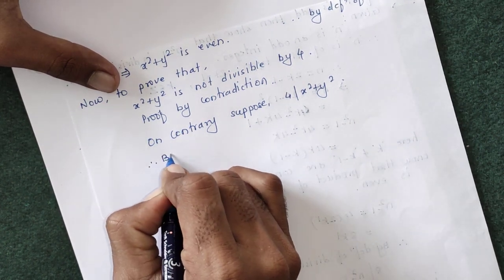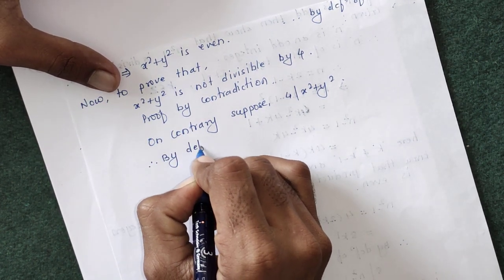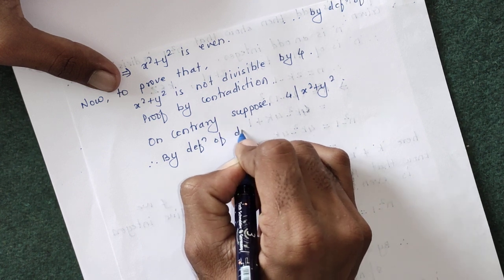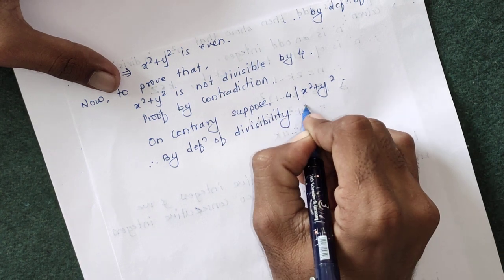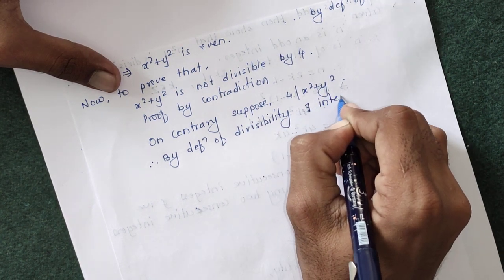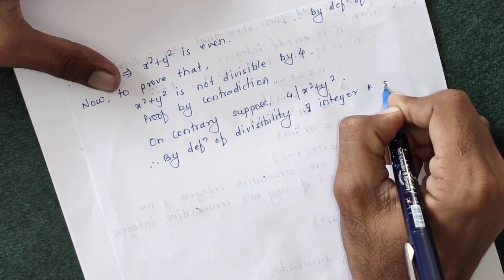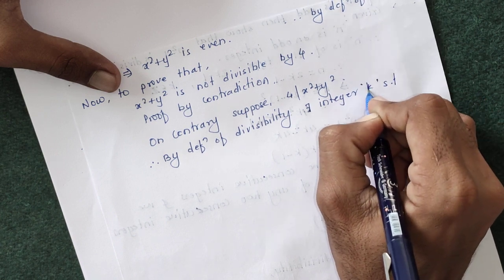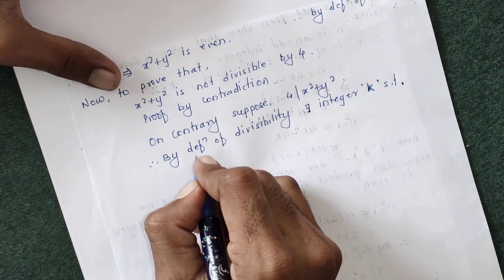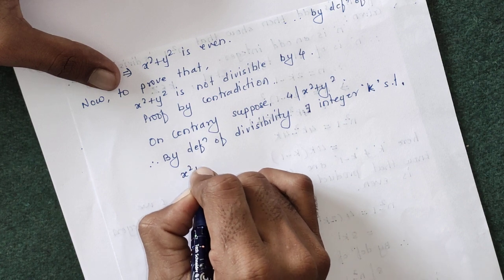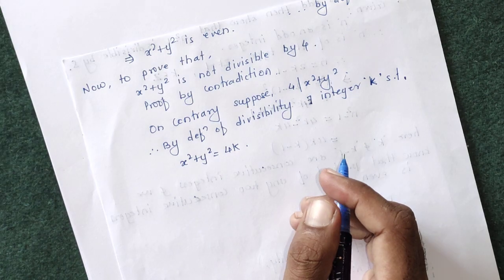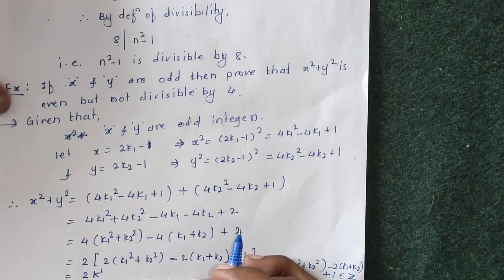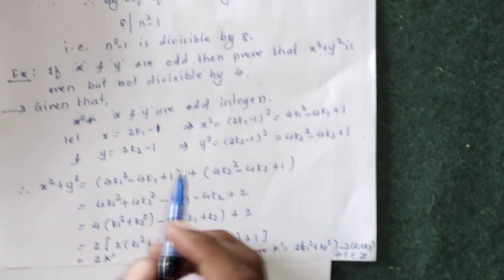Therefore, by definition of divisibility, there exists an integer, suppose k, such that x square plus y square is equal to 4k. In this solution, we have found x square plus y square is equal to this.